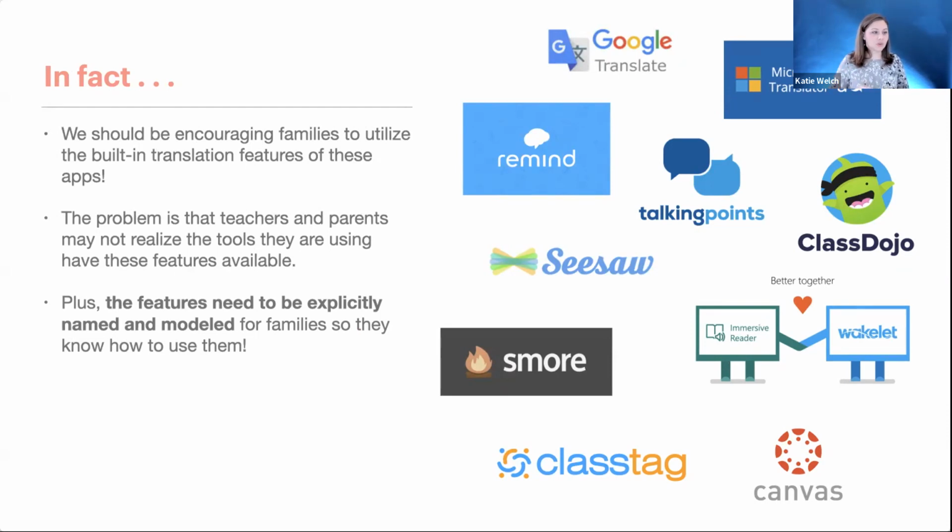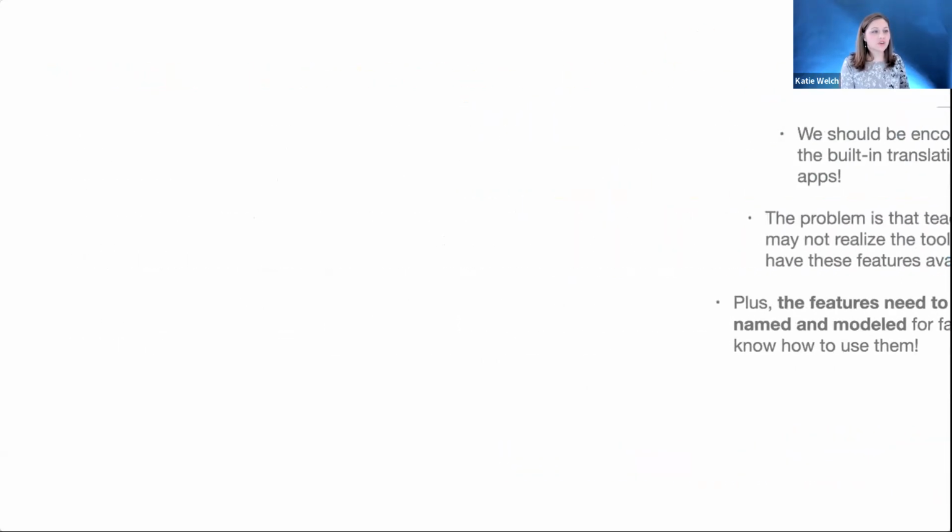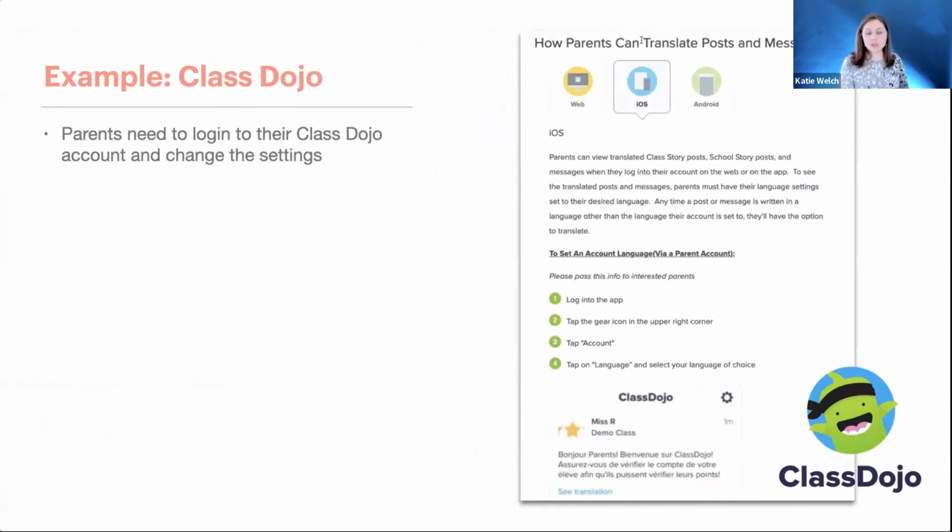Plus, it's really important to name these features to let them know, hey, this is available to you, and to model for them how to access these translations, because they're all different. It would be fantastic if they all could just choose a plan and stick to it, but they're all different. As an example, with ClassDojo, if you want parents to be able to receive communication translated into their home language, this exists.